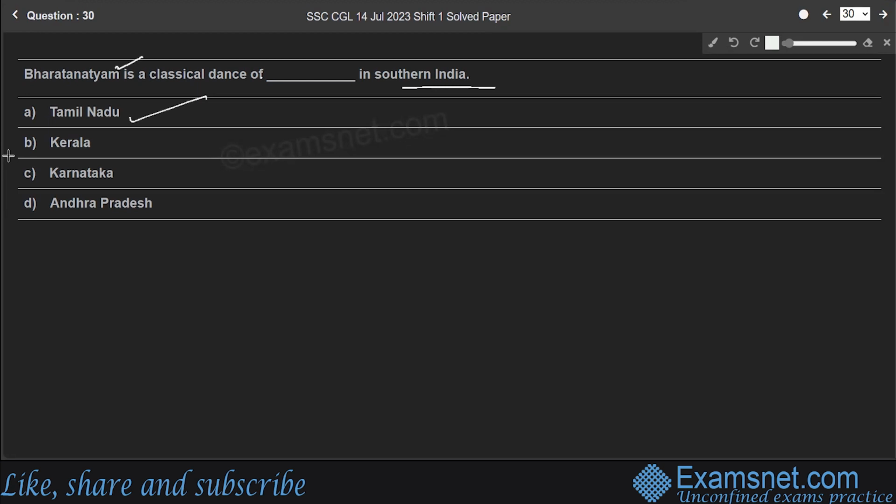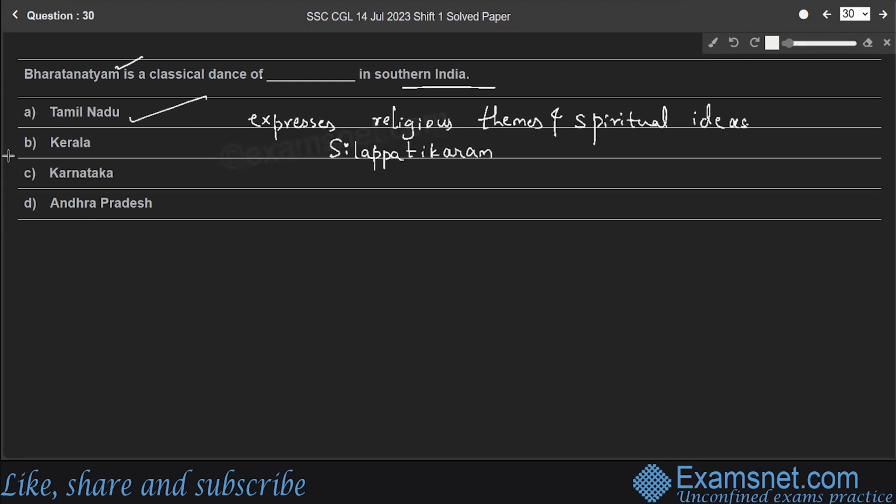This dance form expresses the religious themes and spiritual ideas of South India, right? The ancient Tamil epic Silappatikaram contains the description of Bharatanatyam.